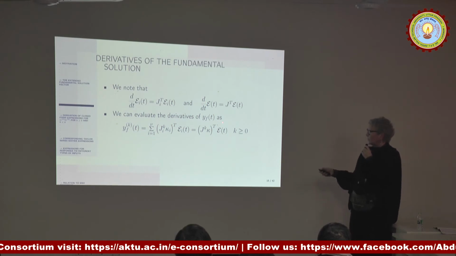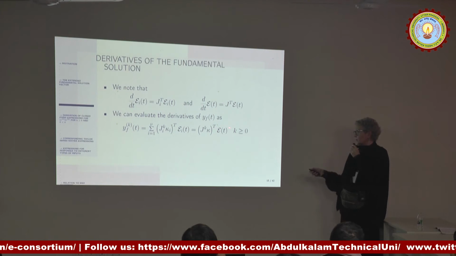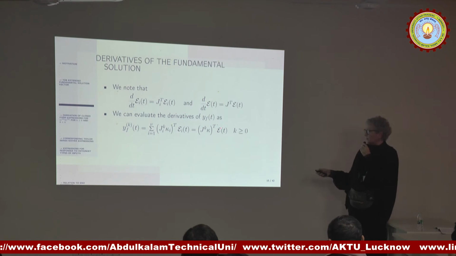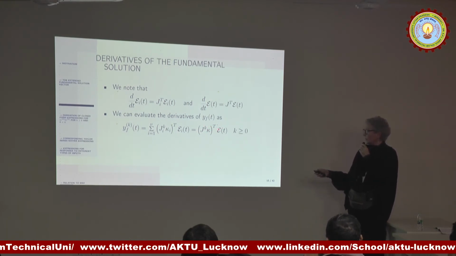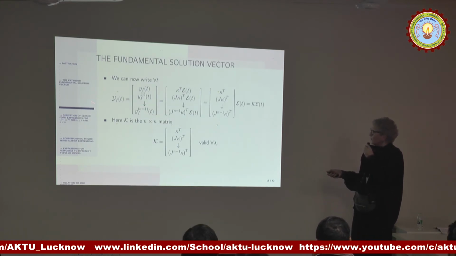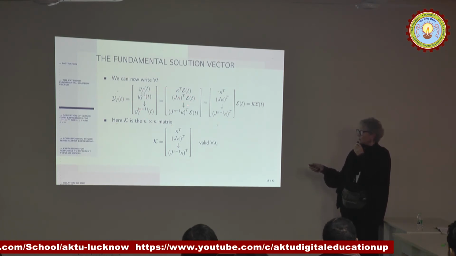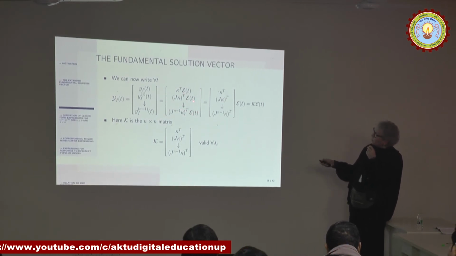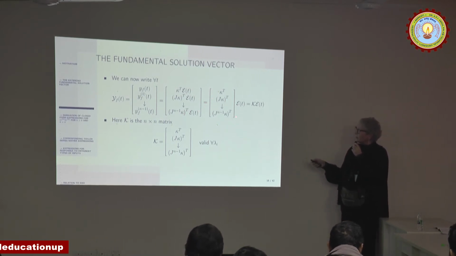And then we can calculate the derivatives of the fundamental solution like this. Okay. So it's simply differentiating E of t, and then we get these, and we can write them up like that. Now there's a fundamental solution vector. We can then write in what we just had on the previous slide. And we can also work this around a little bit, like that.